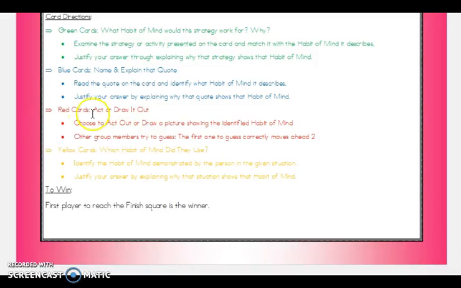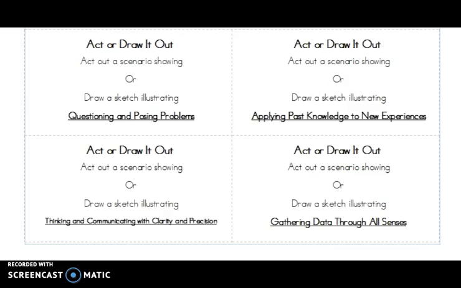The next is a red card, which is act or draw it out. Students get a situation or one of the habits of mind, and they either have to act it out or draw a picture. They get to choose which medium or presentation they would like to do for that card. So here is an example of 4 cards for the act or draw it out. Here they can either act out a scenario or draw a sketch illustrating the questioning and posing problems habit of mind. And then the other students would guess, and how the points would work is the person who guessed and the person acting or drawing out would get to roll in that instance.